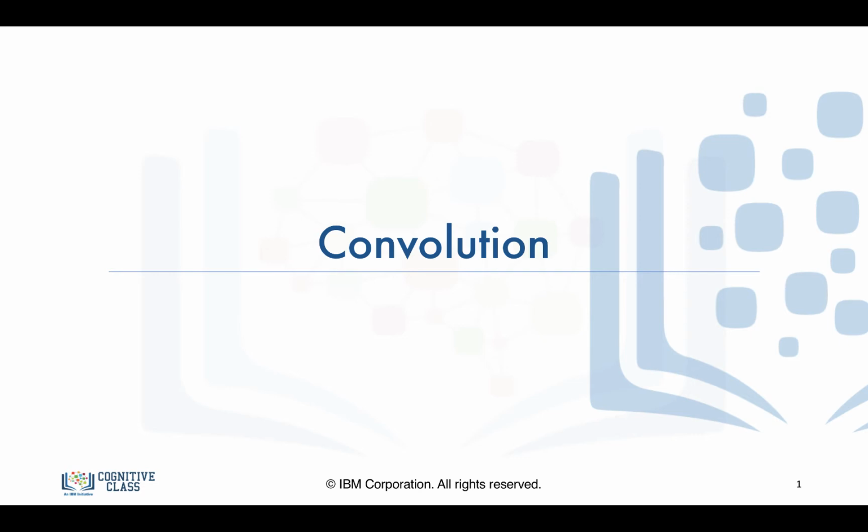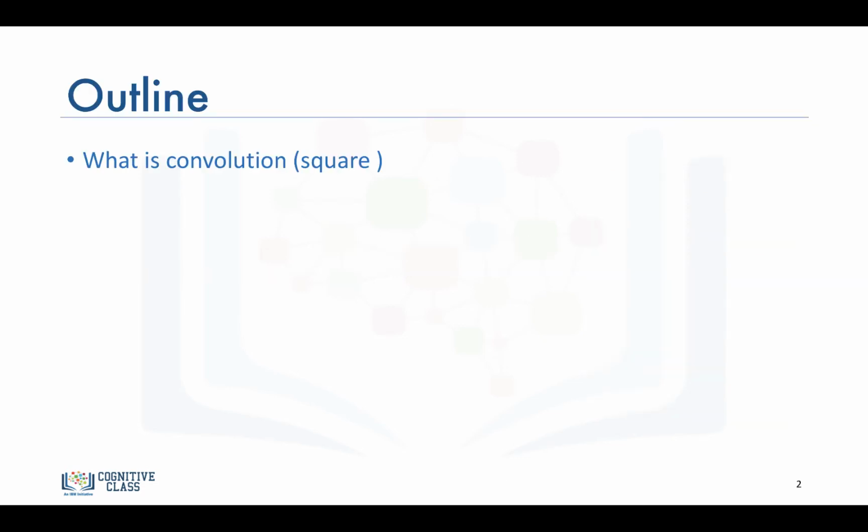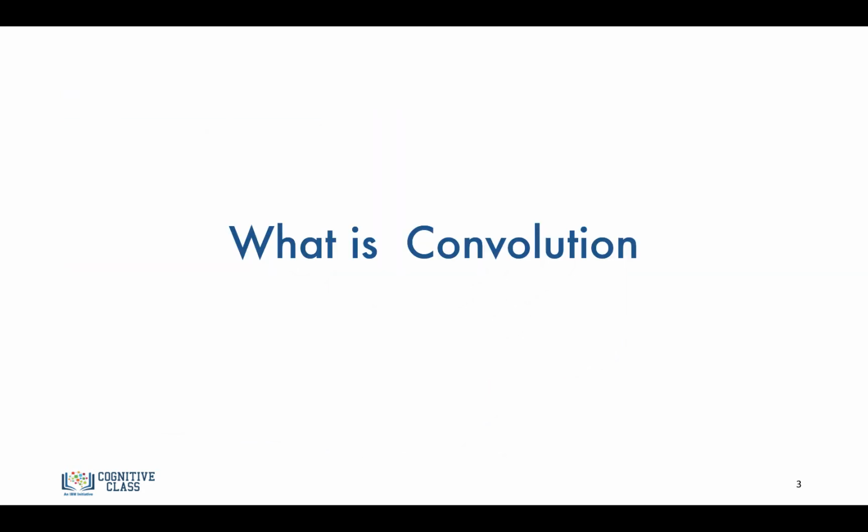In this video, we're going to discuss convolution. In particular, we'll talk about what convolution is. And just a note, we're going to go over the square version. And if you understand this section, it should take you no time to apply it to the rectangular version. We'll go over how to determine the size of the output and the stride parameter. Finally, we'll talk about zero padding.